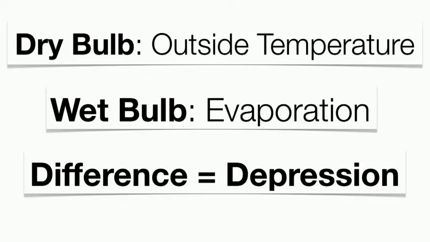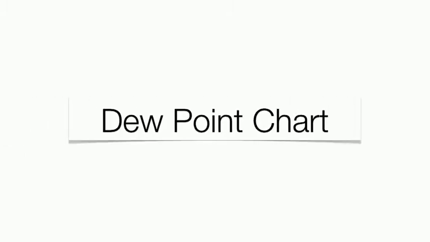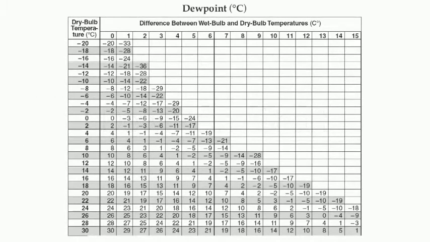So let's just kind of put you right into these, and we'll give you an idea in terms of how to use these two charts. We're going to start off first off with the dew point chart. The left-hand side of your dew point chart, that's your dry bulb temperature. Along the top here, that's going to be the difference. Those are going to be the two values you're going to use to figure out the dew point and the relative humidity.